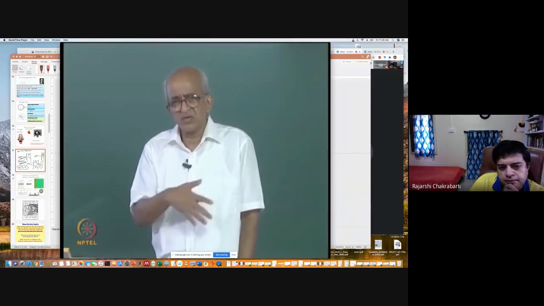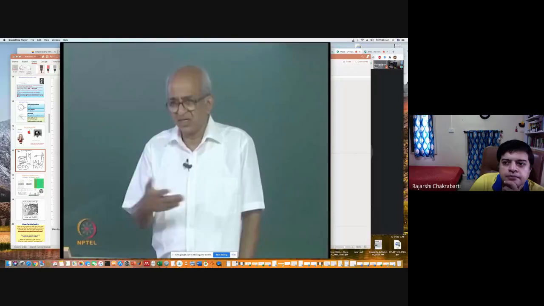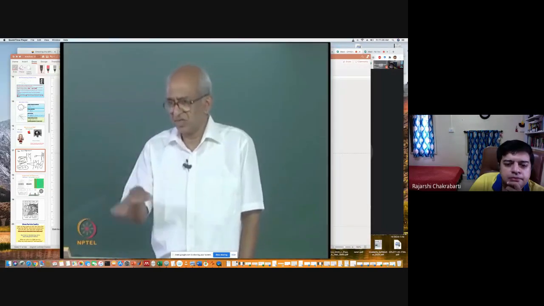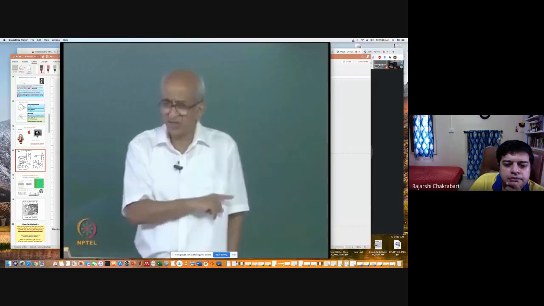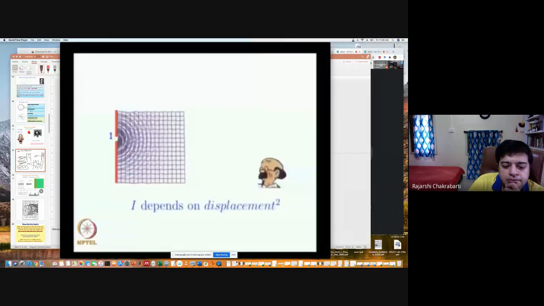So what would you expect? You would expect that the intensity has to be dependent upon the square of the displacement of the water surface at that point. As I said, I am not going to give you all the details, but roughly speaking, it has to depend upon the displacement square. It has to be a quadratic involving displacement.